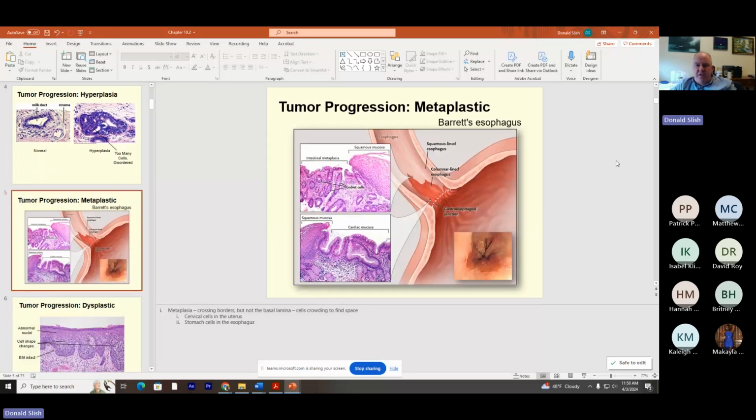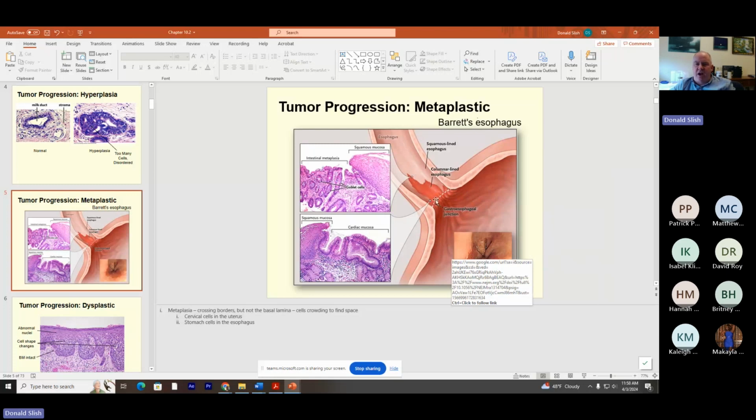The next step then is metaplastic. And this is when you're crossing barriers, but not that basal lamina barrier, right? So you're just crossing from one place to another. This is what's called Barrett's esophagus, when you've got cells that are stomach cells that are crossing the cardiac sphincter and going up into the esophagus.